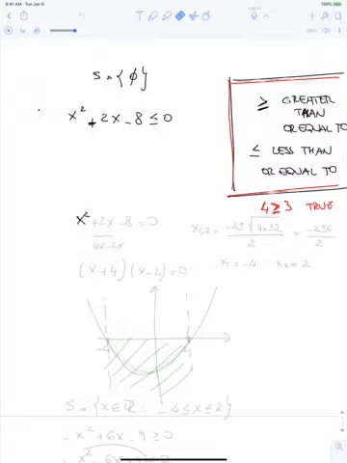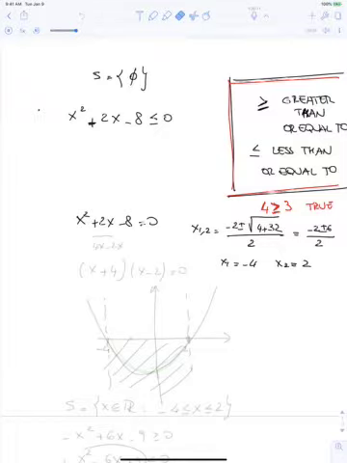So anyway, we do the associated equation. This is going to be x1,2 equal to minus 2 plus or minus the square root of 4 plus 32, divided by 2, which is equal to minus 2 plus or minus 6, divided by 2. So x1 is equal to minus 4, x2 is equal to 2. Another way to do it would have been to factorize this as x plus 4 times x minus 2.